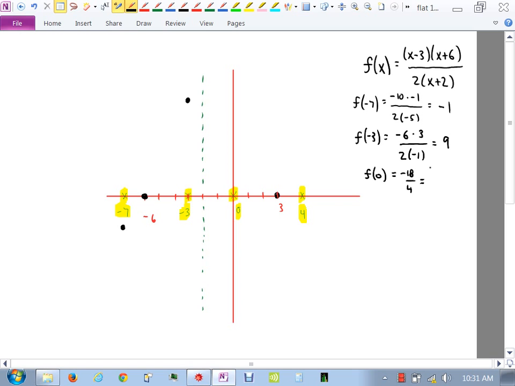Which is -9 over 2, which is -4.5. Somewhere around here. And finally at 4, I get 1 times 10 over 2 times 6. 10 over 12. It's 5/6. So a little less, a little more than a half. Doesn't matter. It's just somewhere above the x-axis.